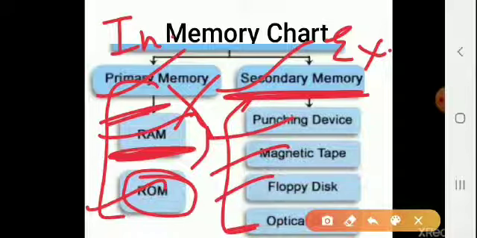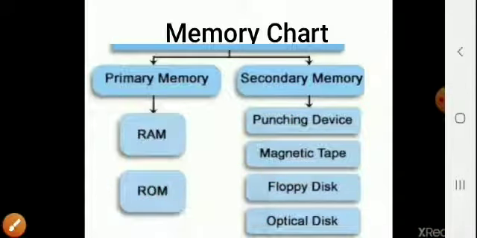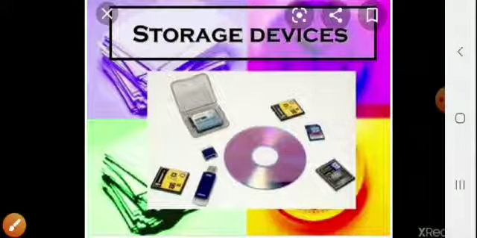Then next is our storage devices. What are storage devices? We use many storage devices like almirah, cupboard, locker, etc. to store things. Yes, in our daily life we use all these things.